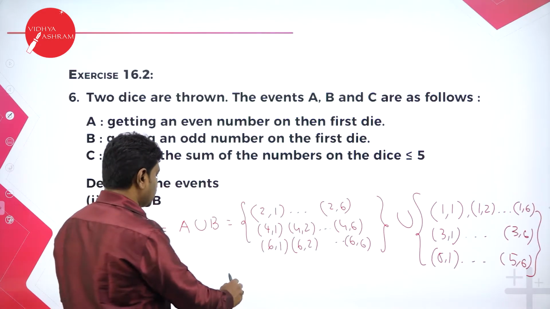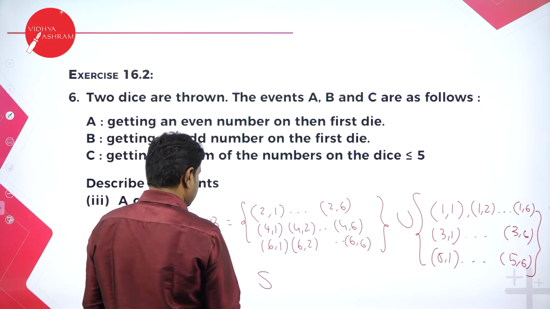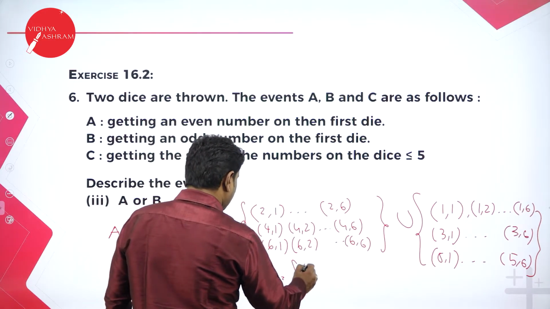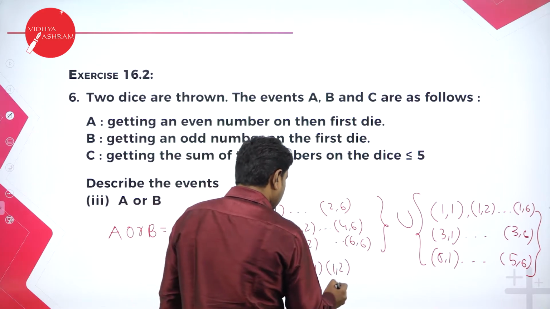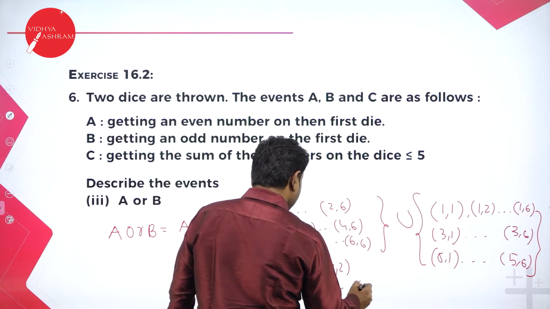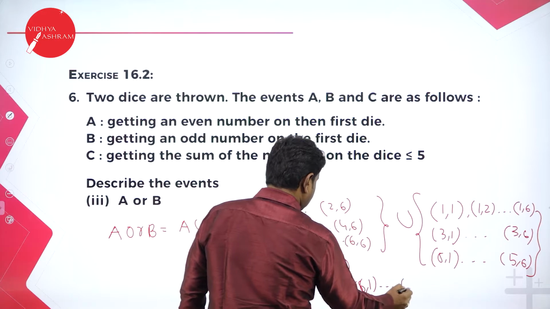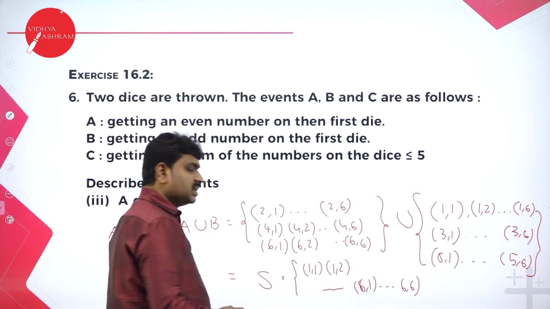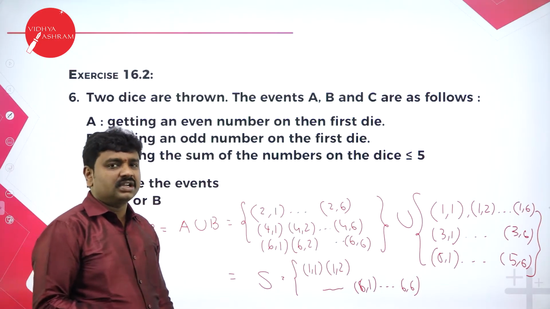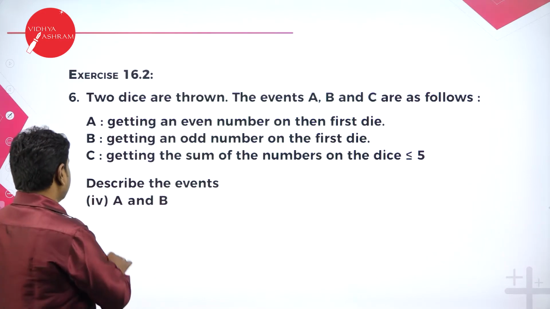18 and 18 outputs are there. So you'll get sample space. Sample space means what? You'll get all the outputs. 1, 1, 1, 2 till you'll also have 6, 1 till 6, 6. All the outputs. So it is same as sample space. A union B: combine A and B, you'll get sample space. Then they want A and B.